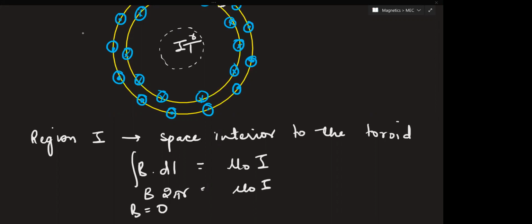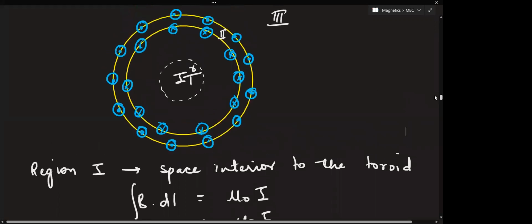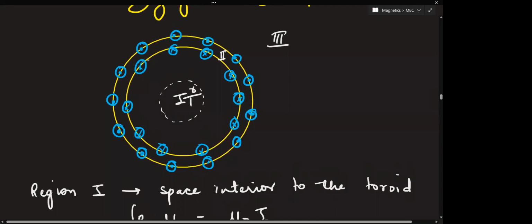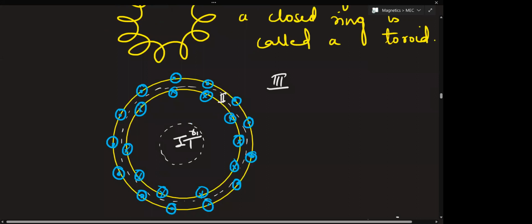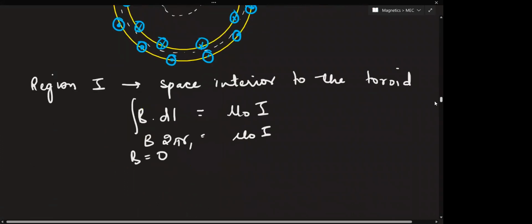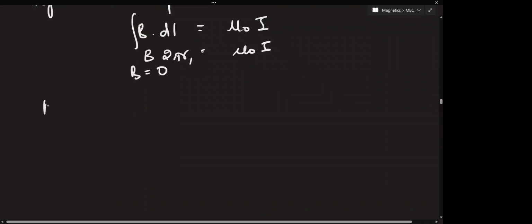Now we have to take the points inside the toroid, meaning region 2. Region 2 is basically this region. For region 2, you can take a circle or the Amperian loop situated here. Let's name the radius R1 so that you understand this is 2 pi R1. Then let's take this radius as R2 so that you are able to understand this is the circle. Now let us calculate in region 2.